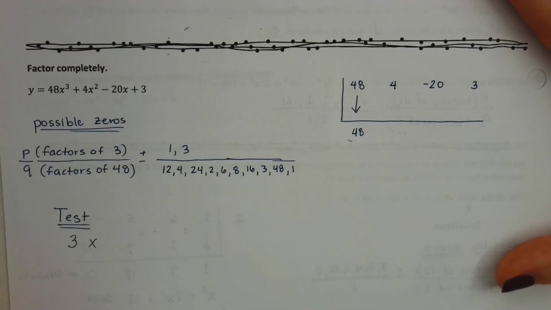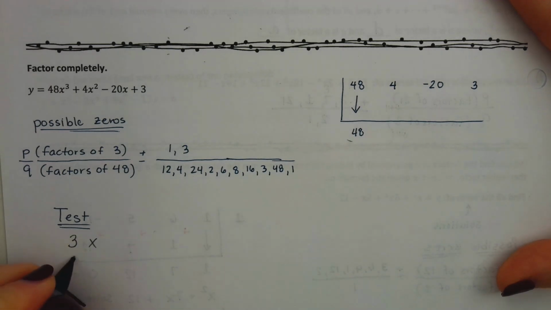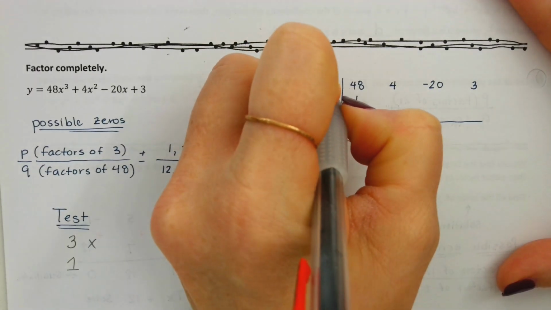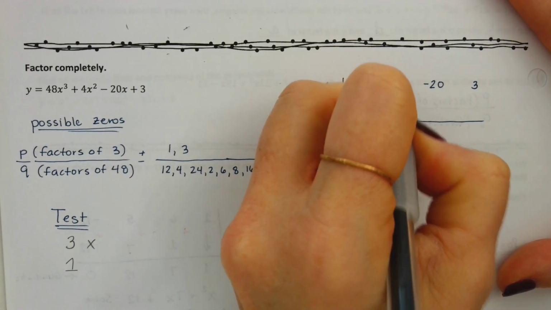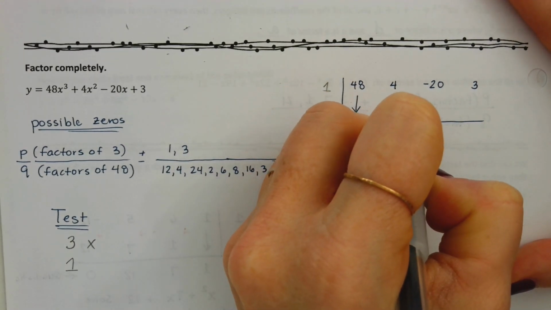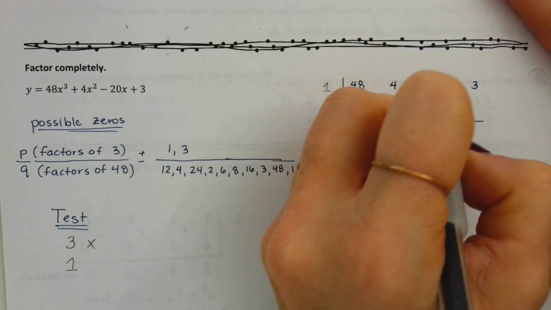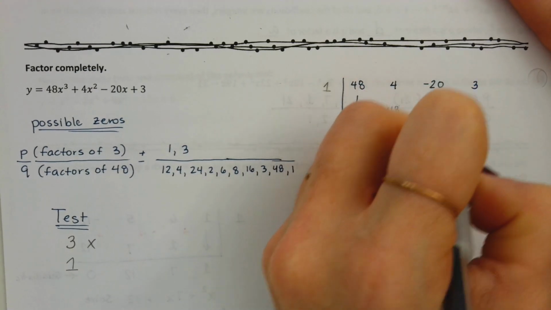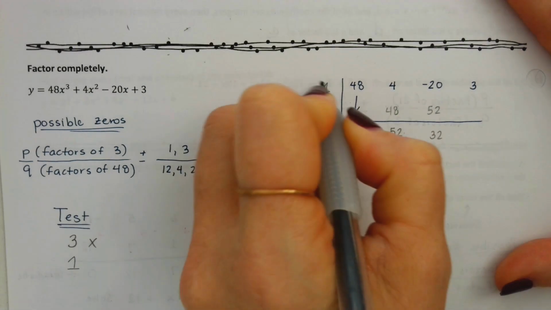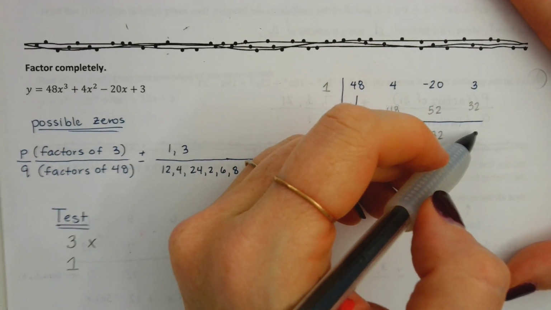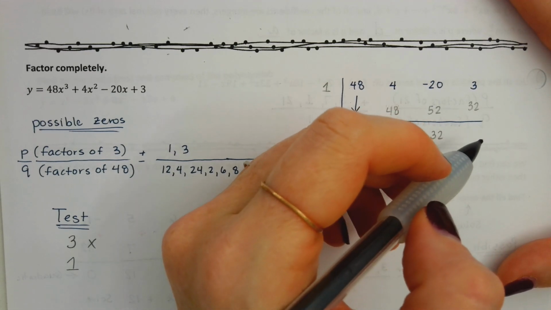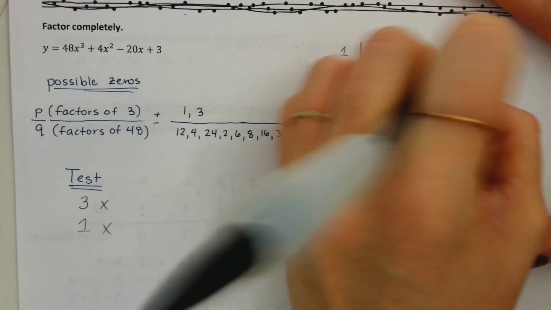What should we try now? 1 sounds good. 1 times 48 is 48. And then when you add, you get 52. 1 times 52 is 52, and when you add, you get 32. 1 times 32 is 32, and when I add, am I going to get a 0? No. So is it a solution? No, not 1. I know, I was really counting on that 1.